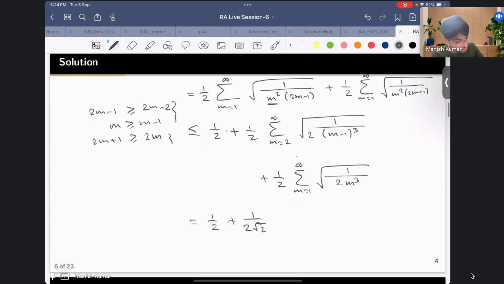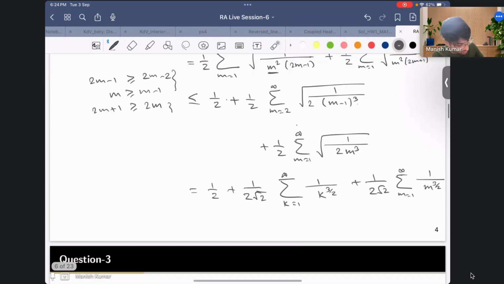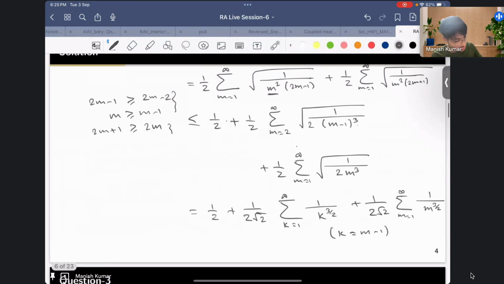Again here you can do a kind of change of variables. Let's put k equals m minus 1 over here. So what you get is 1 by k to the 3 by 2, and k is from 1 to infinity, and again the same thing you have here, 2 root 2 summation m equals 1 to infinity 1 by m to the 3 by 2. So here k is equal to m minus 1. Now you know that this is finite, this is finite, correct? So this whole thing is finite.